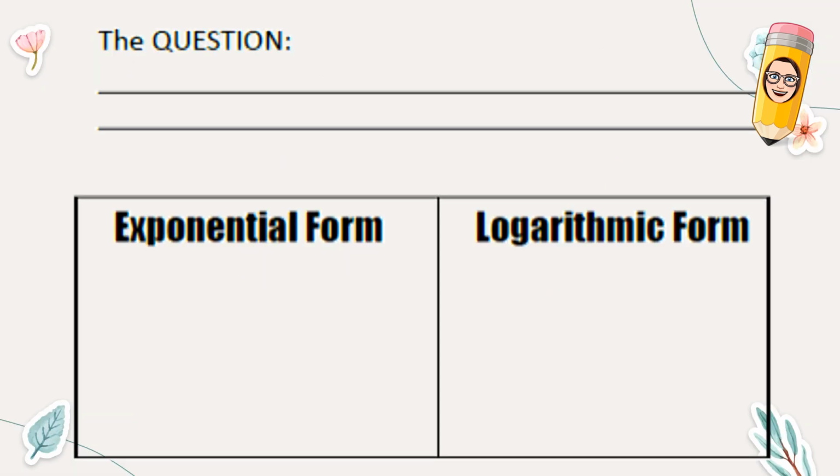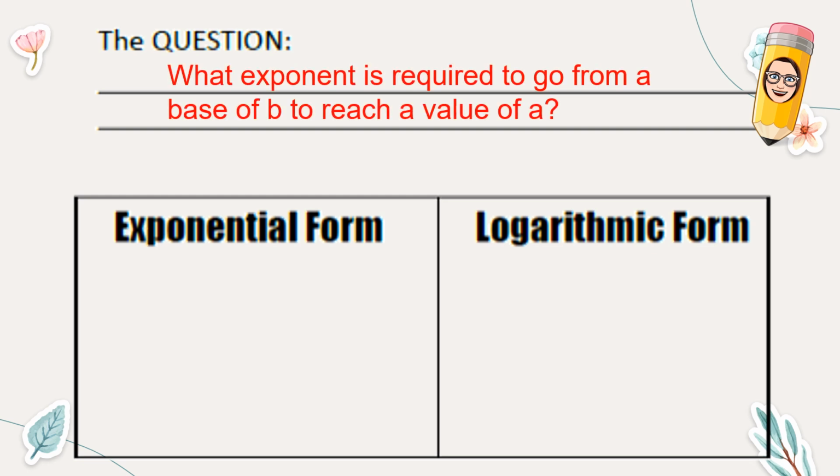And so once I know how to say it, why do I need it? The question that we're going to answer is: what exponent is required to go from a base of b to reach a value of a? So we're answering a question. For example, if I said, what exponent is needed on 2 to get to 4? You would just say 2, right? And we've talked about other ways to use that. But what if I change that to a 3? What exponent is required to go from a base of 3 to a value of 4? You don't know. And because we don't know the exact value, we have logs to help us get there.